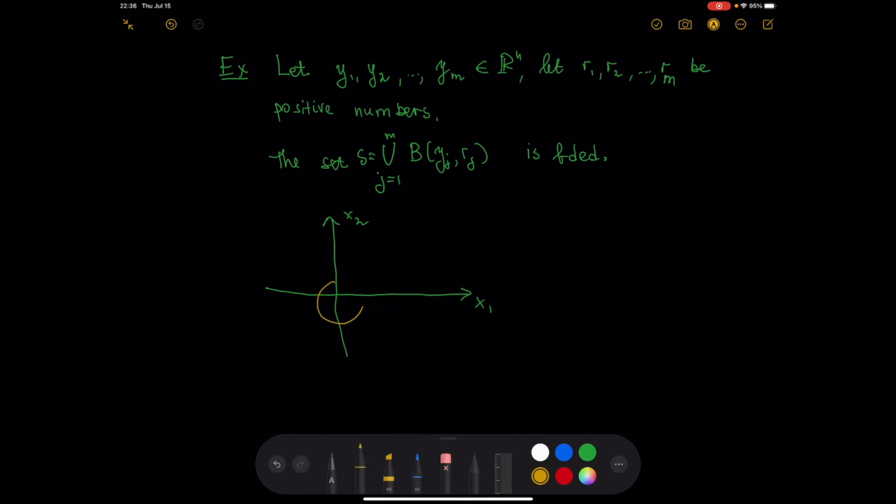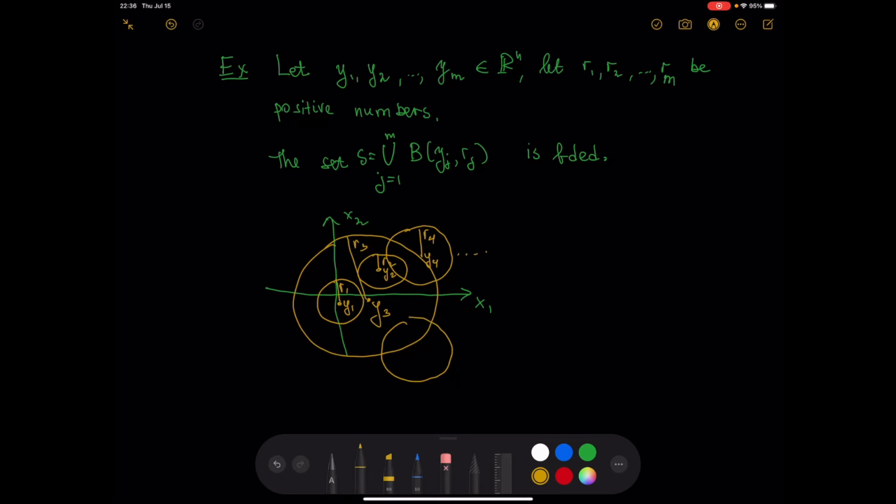So suppose I have a ball centered at Y1 of radius R1. And then I have another ball centered at Y2 of radius R2. And then another ball centered at Y3 of radius R3. And then another ball centered at Y4 of radius R4. You get the idea, right? And then a bunch of balls, and let's just say that the last ball is centered at Ym of radius Rm. Then the set S is going to contain all of these balls.